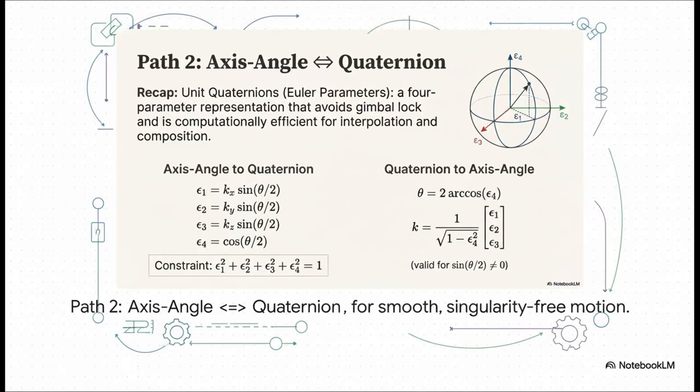Next up, we're going to connect our physical axis angle representation to the unit quaternion. Now, quaternions are fantastic. They use 4 parameters, which cleverly lets them avoid gimbal lock entirely. Plus, they are incredibly efficient for interpolating between 2 orientations, which is something you need all the time for smooth robot motion. These simple formulas here let us jump back and forth between the physical world of axis angle and the powerful computational world of quaternions.